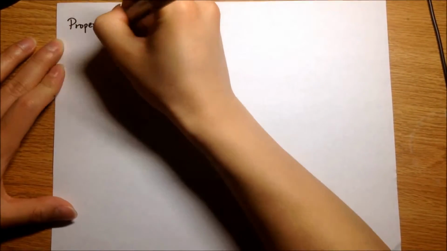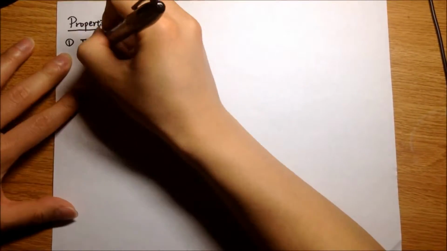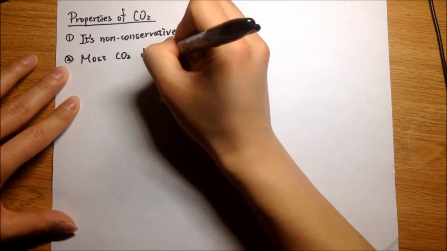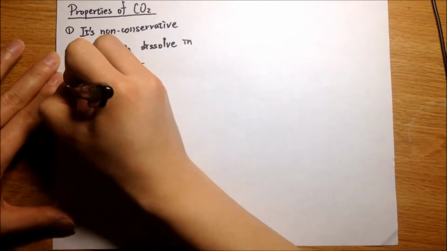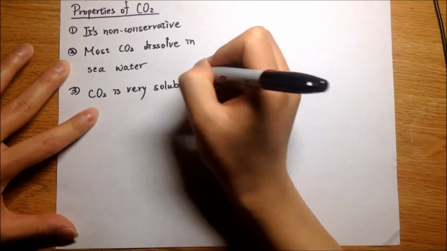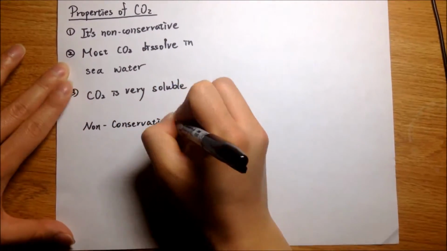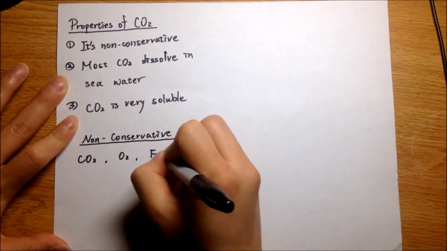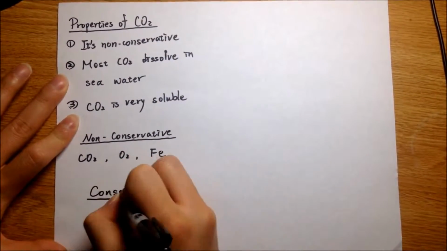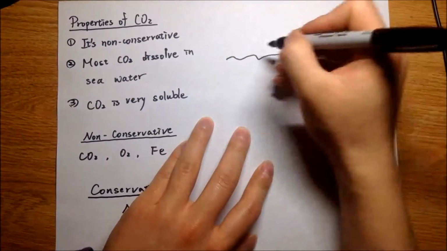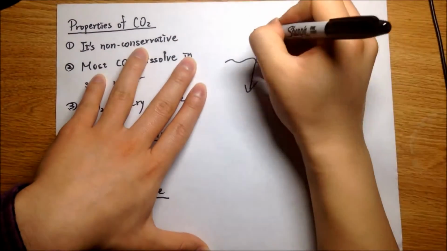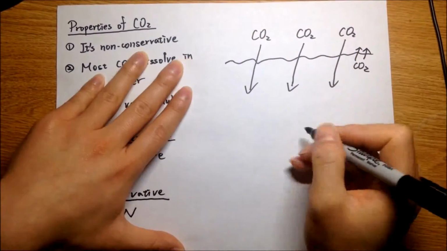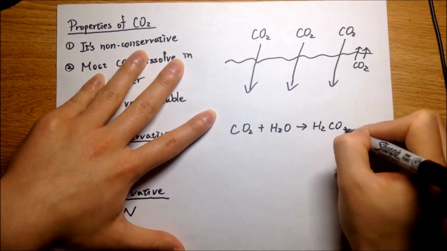Now, let's talk about the properties of CO2. First of all, it's non-conservative, which means that it dissolves in water extremely quickly and has a short residence time, as opposed to nitrogen, which is a very conservative element. Lastly, CO2 is very soluble and tends to combine very quickly. It is 1,000 times more soluble than oxygen or iron. As a result, you have lots of CO2 coming in and a bit of CO2 going out.